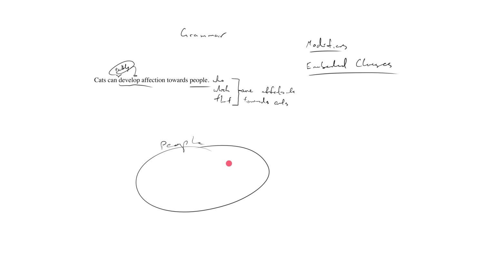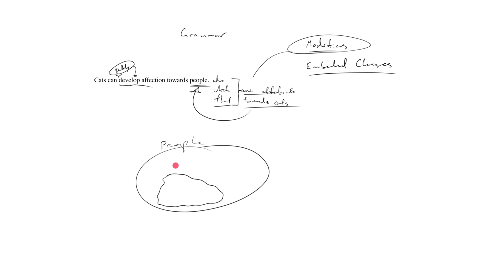Now I've modified people. The way I modified people is a much more complex modifier. I use the language of who are affectionate towards cats. I use the language of people which are affectionate towards cats. I use the language of people that are affectionate towards cats. All three are different ways of saying more or less the same thing, what kind of people we're talking about. When I'm looking at this set, I'm carving out a subset of people, the subset who are affectionate towards cats.